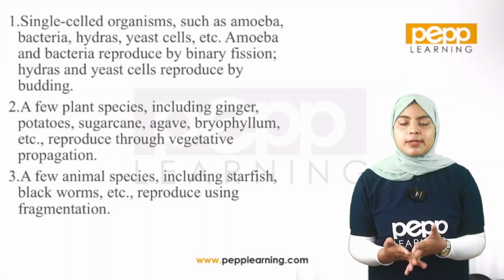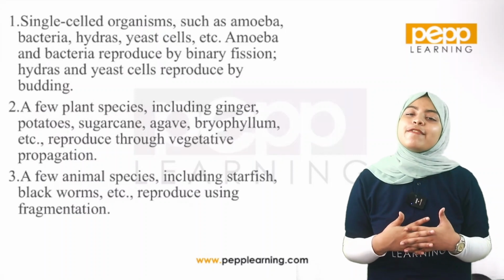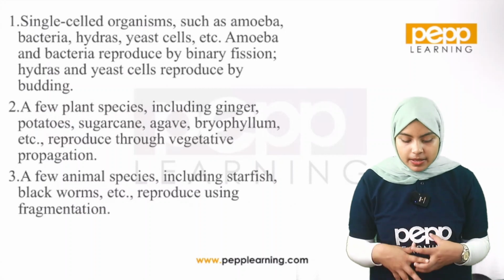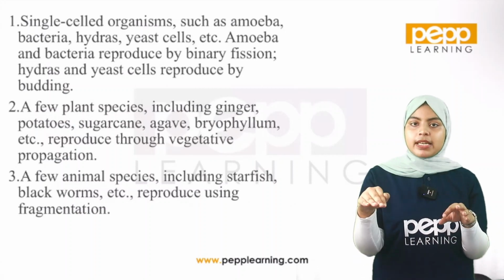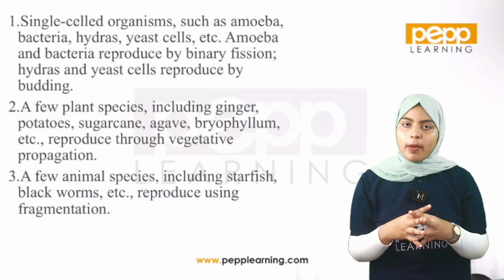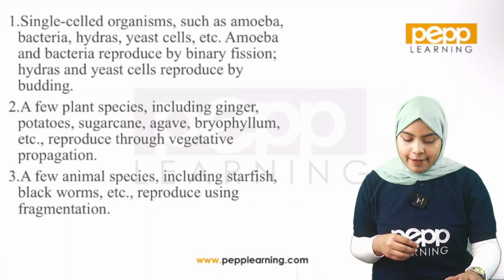And few animal species including starfish, blackworms, etc. reproduce using fragmentation. അപ്പം സ്റ്റാർഫിഷ്, ബ്ലാക്ക് വേംസ് എന്താണ്, ഫ്രാഗ്മെൻറ്റേഷൻ, അതായത് അത് ഫ്രാഗ്മെൻ്റ് ആയിപ്പോയി അതിൽ നിന്നൊരു പുതിയ ഓർഗാനിസം ഫോം ചെയ്യുന്ന രീതിയിലായിരിക്കും ഉണ്ടാവുക. So that is reproduced by fragmentation.